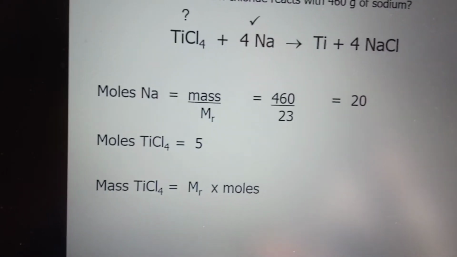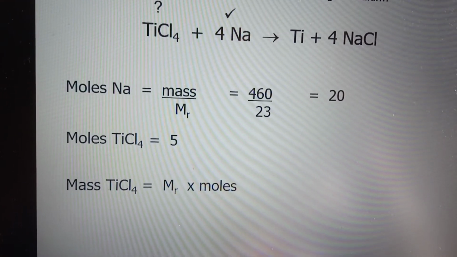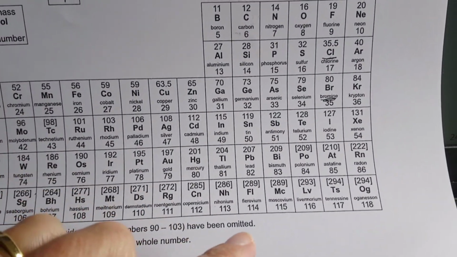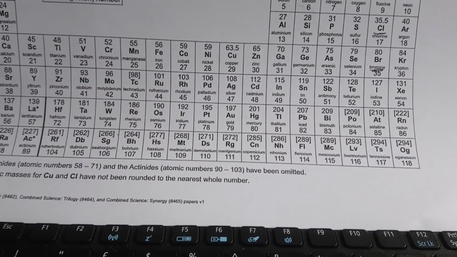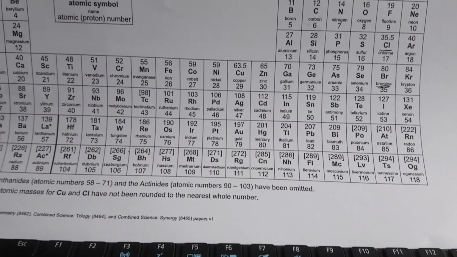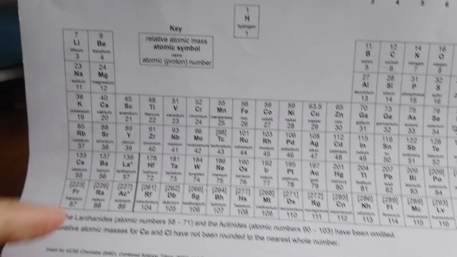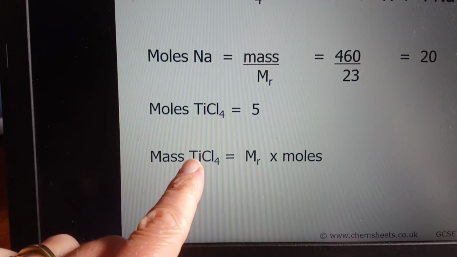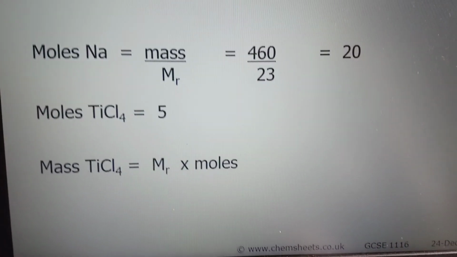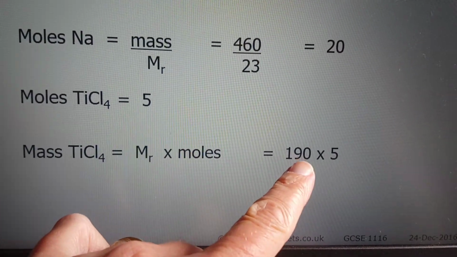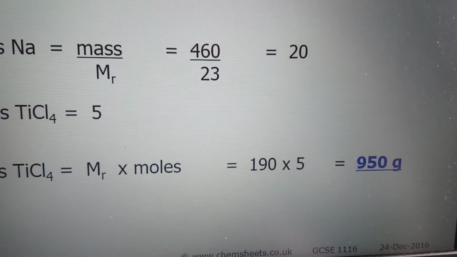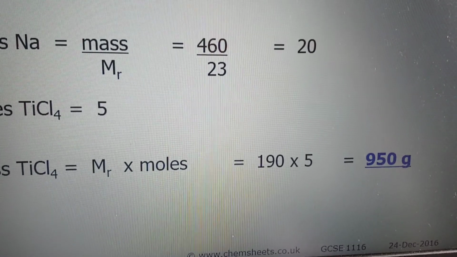So let's work out our mass of 5 moles of titanium chloride. So from my periodic table, have a look for titanium here. No, mine's gone missing. Here, titanium. You've got 1 titanium and 4 chlorines, which gives you a molar mass of 190. You've got 5 moles, so times it by 5 to work out our actual mass of 950 grams.